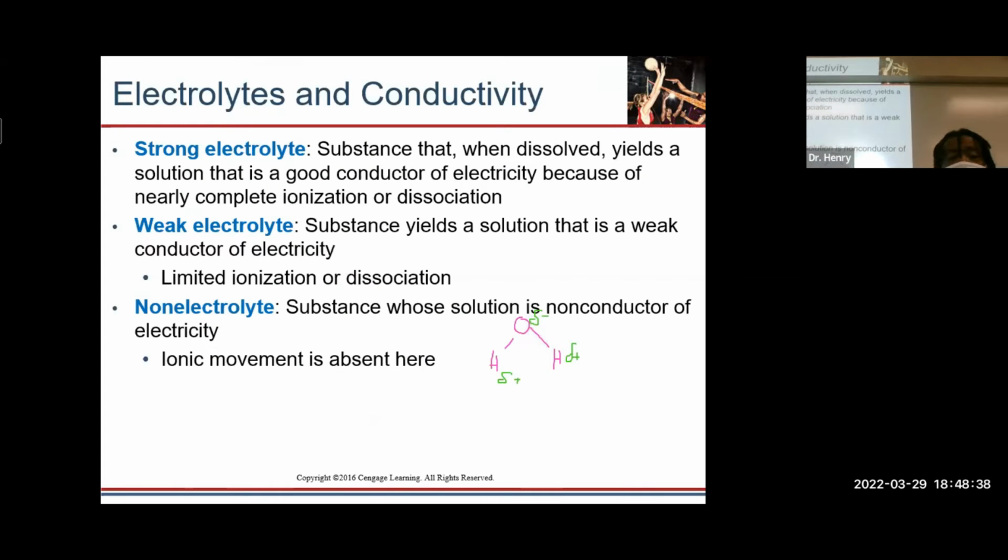So strong electrolytes, you're going to have total ionization or nearly total ionization, meaning that they almost completely all separate. A weak electrolyte, you're going to have partial or limited ionization or dissociation. And a non-electrolyte, you're going to have no conduction at all, okay, because you don't have any ionization.